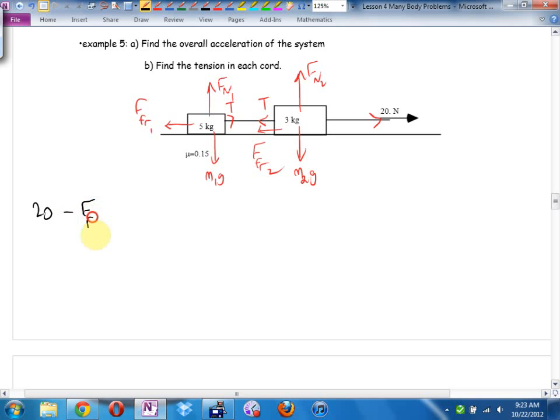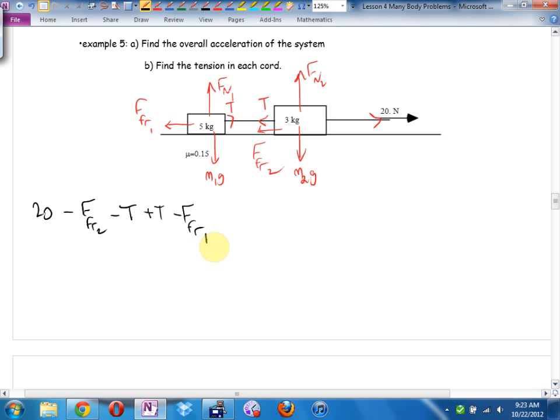I run into friction 2, which is pointing to the left, and so therefore, it's a loser. I run into tension, which is pointing to the left, and so therefore, it's a loser. Oh, I also run into tension again. Yay! Oh, and I run into friction force number 1, which is going to be a loser.